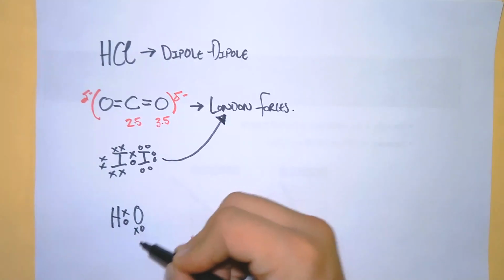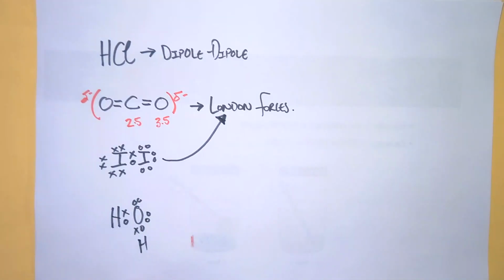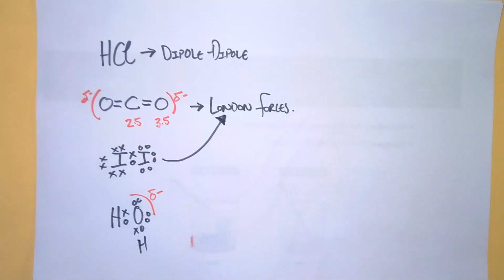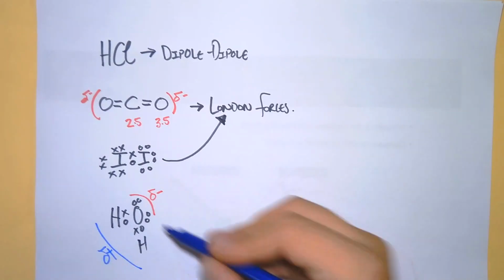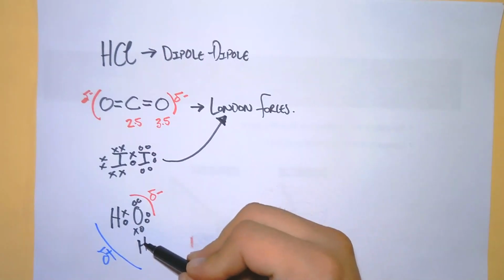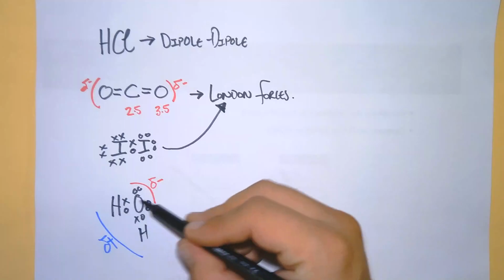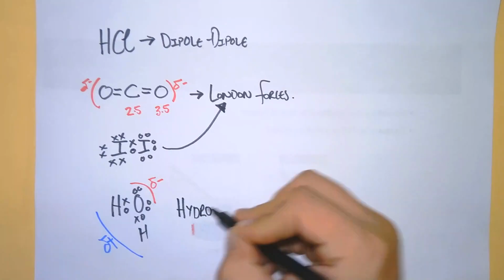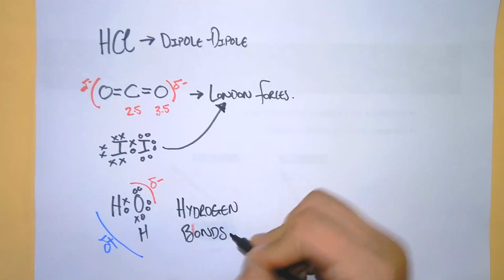Next we have water. Okay, so we have H2O, and like we saw in the previous lesson, when we're dealing with water, we know that the oxygen side is slightly negative and we know that the hydrogen side is slightly positive, making this a polar molecule. And because it's a polar molecule, and because it's got a hydrogen bonded to a highly electronegative oxygen atom, we know that in this case we're going to be dealing with hydrogen bonds. Okay.